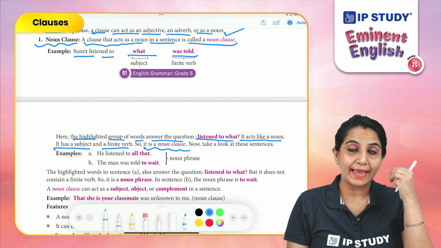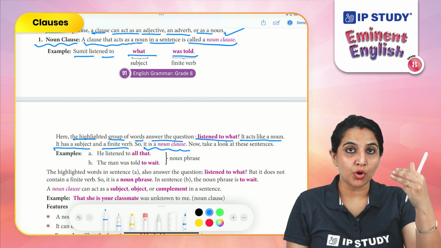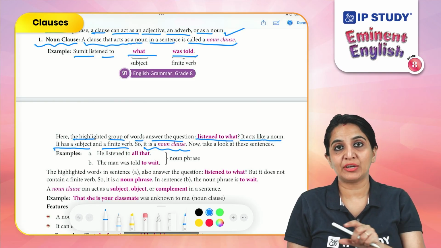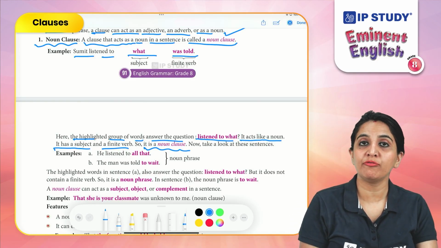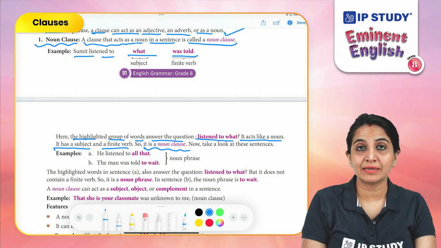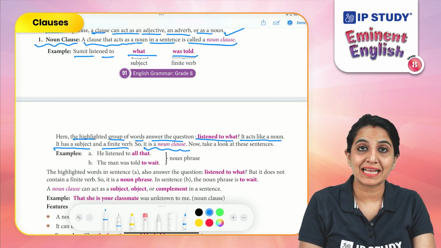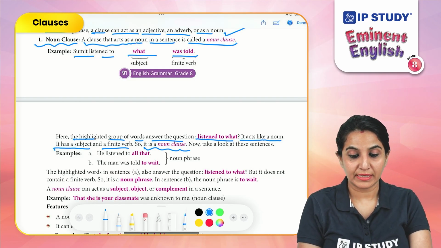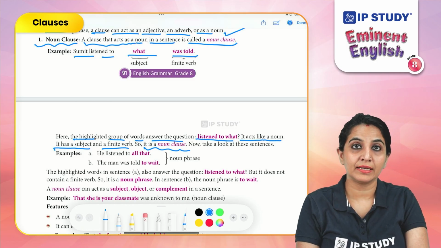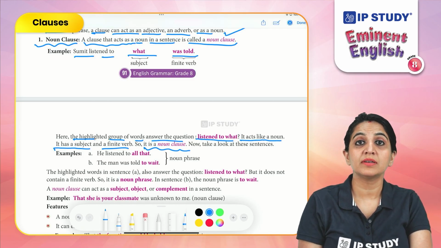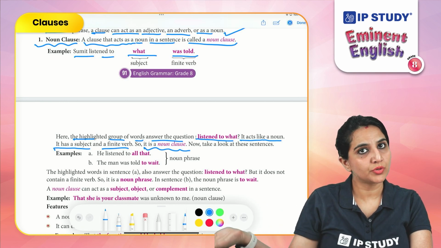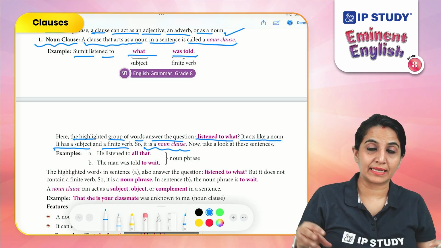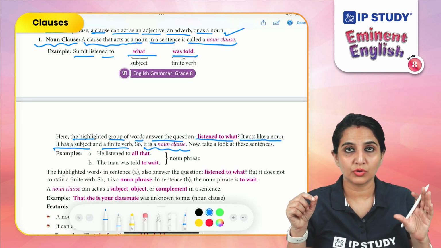Right? So, anytime you want to identify a clause, you will always look for a subject and a finite verb in those groups of words. What is a noun clause? A clause which acts as a noun. Like, Sumit listened to what was told. Here, what was told is acting as a noun clause, because what is he listening to? What was told. So, Sumit listened, was told. It is a clause which is called a noun clause.